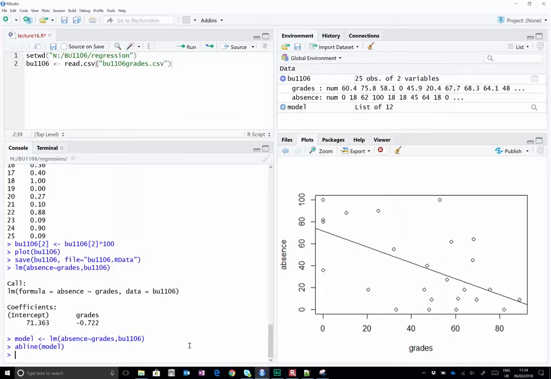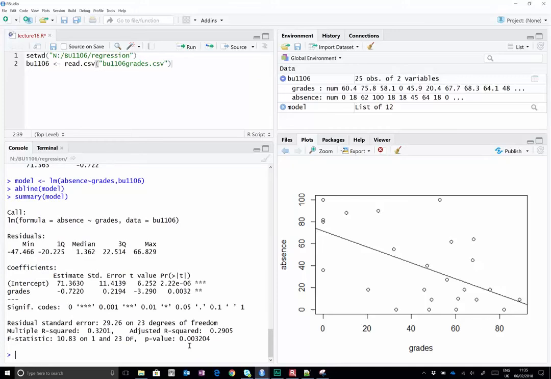Okay. Let's run summary over our model. And here we get all sorts of numbers. One of the important things here is the significance. And the significance is quite high.